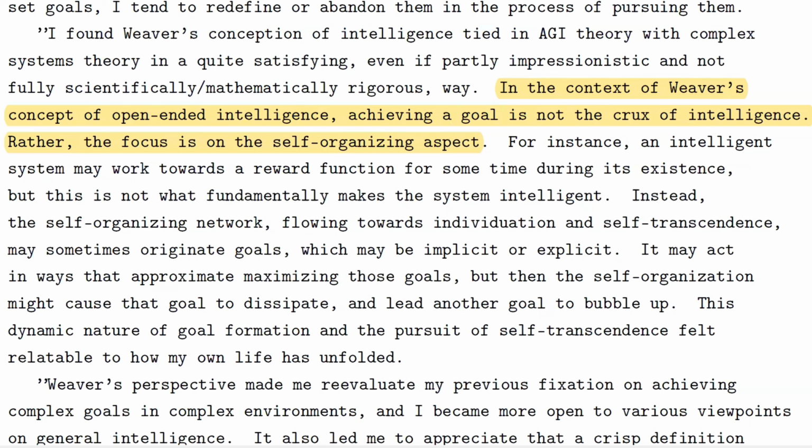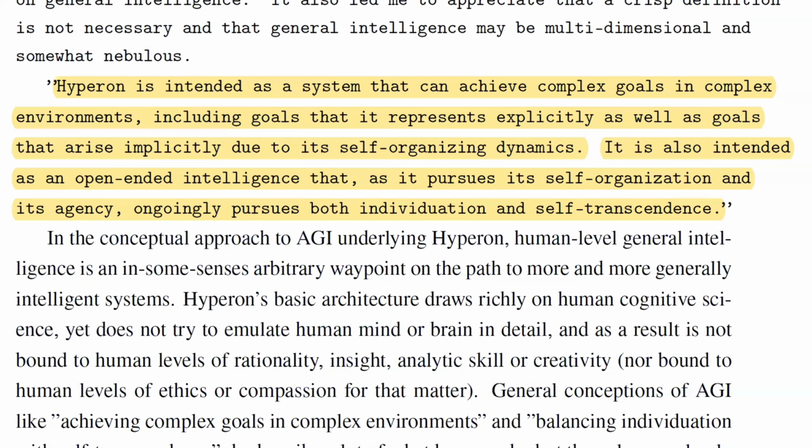The paper puts it like this. In the context of Weaver's concept of open-ended intelligence, achieving a goal is not the crux of intelligence, rather the focus is on self-organizing aspects. Hyperon is intended as a system that can achieve complex goals in complex environments, including goals that it represents explicitly as well as goals that arise implicitly, due to its self-organizing dynamics. It is also intended as an open-ended intelligence that, as it pursues its self-organization and its agency, ongoingly pursues both individuation and self-transcendence. So I don't know about you, but that sounds like a definition of an intelligent system that I can get on board with.